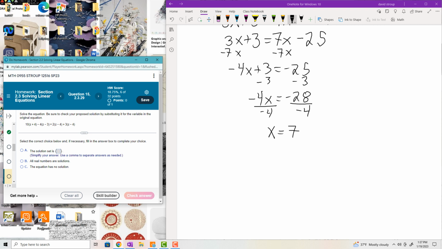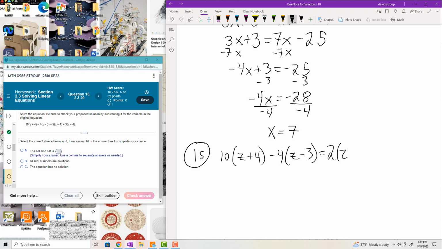So anyways, let's look at number 15. It looks like it's a lot of work there. There's all kinds of distributions. So 10 times (z plus 4) minus 4 times (z minus 3) equals 2 times (z minus 4) plus 3 times (z minus 4).